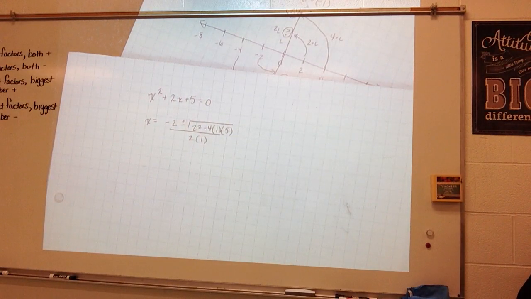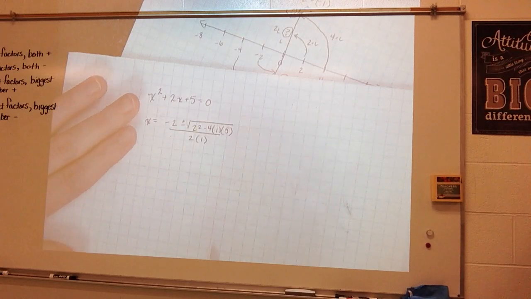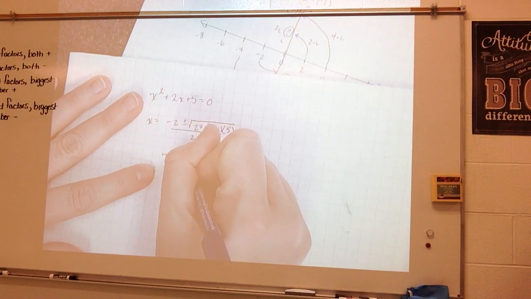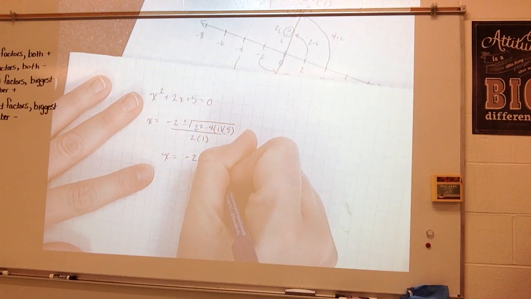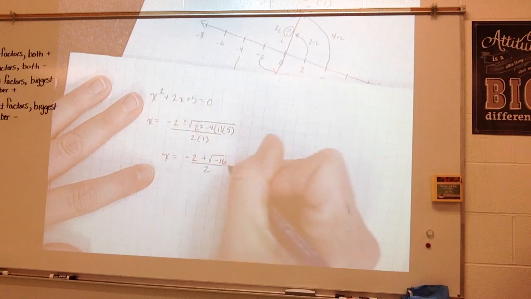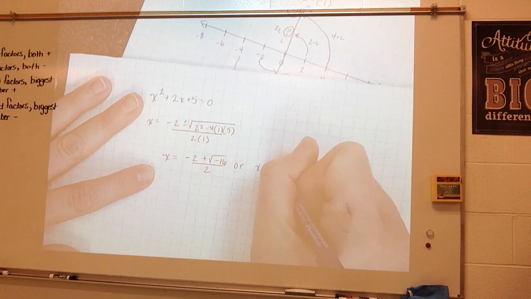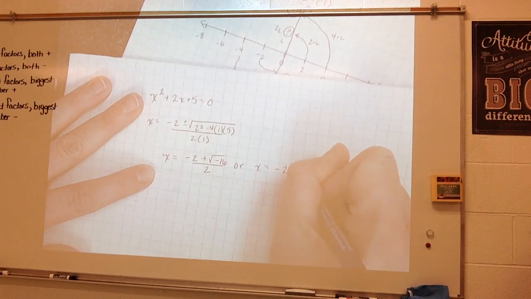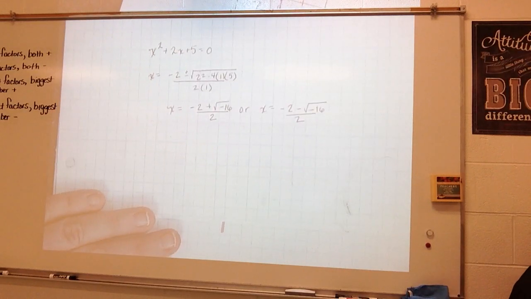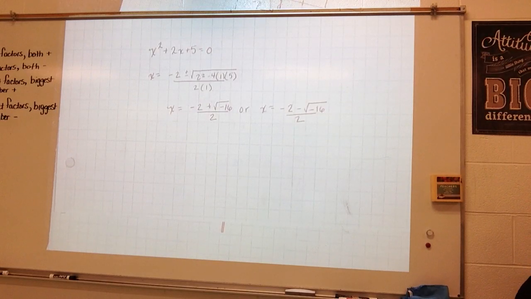Alright? So when I figure all of this out, we would get that x is equal to negative 2 plus the square root of negative 16 over 2, or that x is equal to negative 2 minus the square root of negative 16 over 2. Alright? So at this point in time, we would have said, well, there's nothing we can do because we can't take the square root of a negative number. Now we have our imaginary numbers, and we can do the square root of a negative number.